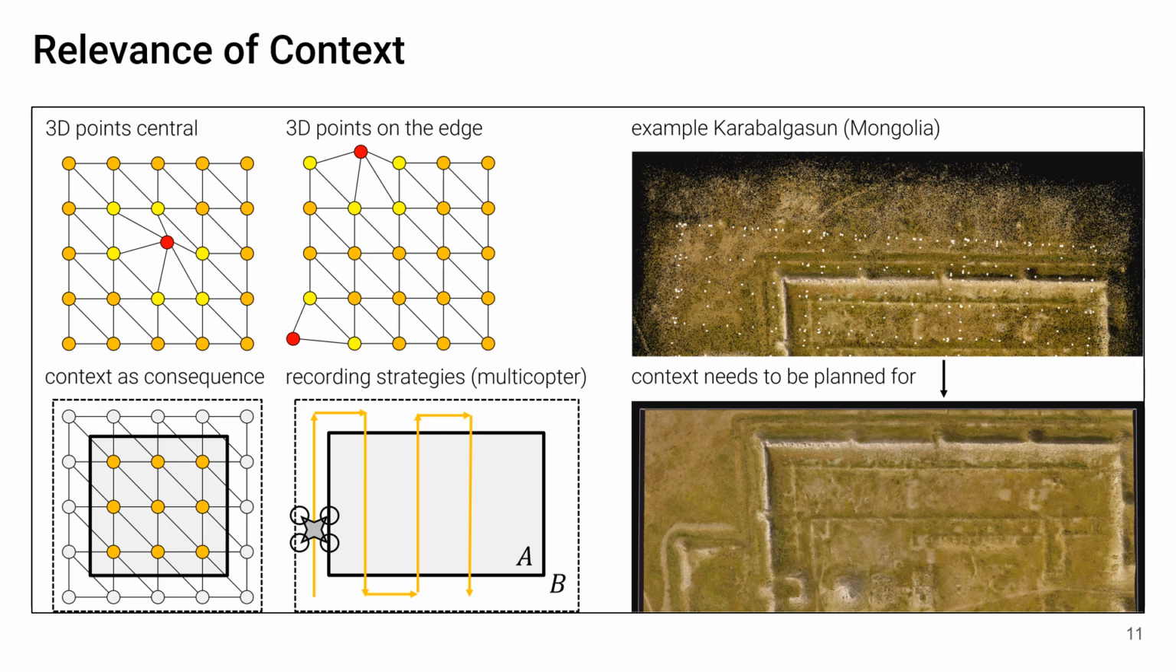On the right, we see a practical example from Mongolia. Above, we see the point cloud with a very sparse border, and below that, the area that we can then reliably reconstruct from it.